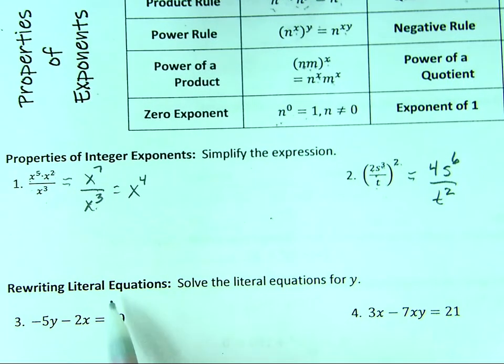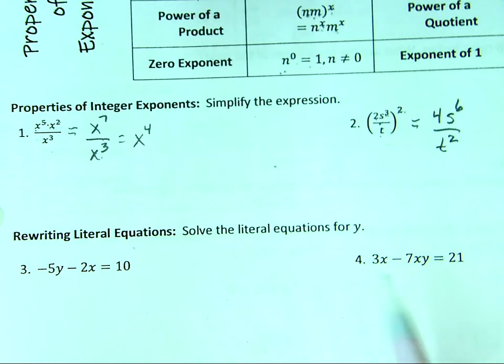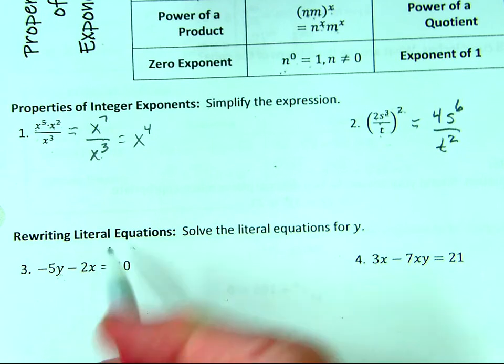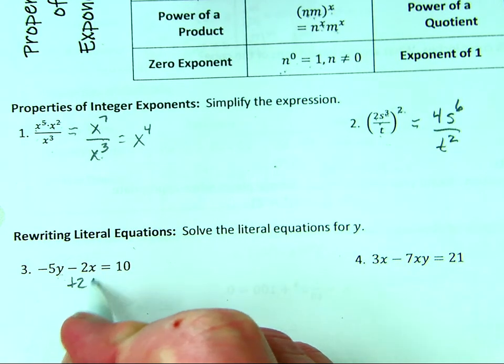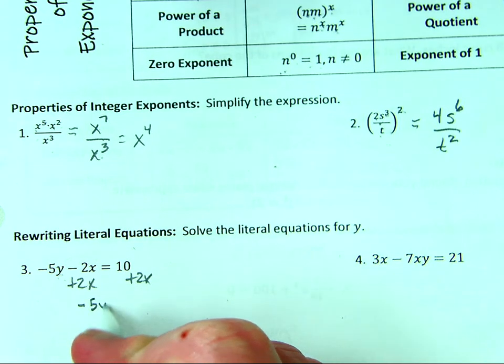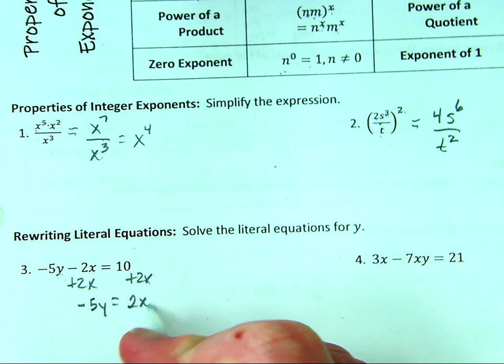Next thing is rewriting literal equations. So like here, we want to solve for y. Remember, if we solve for y, we want to get y by itself. You always start from the outside and work your way in. So first we need to get rid of the negative 2x. We're going to add 2x to both sides. So now we have negative 5y equals 2x plus 10.